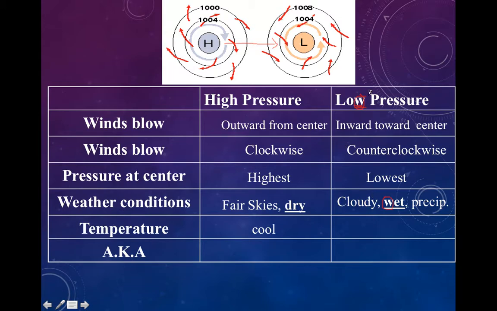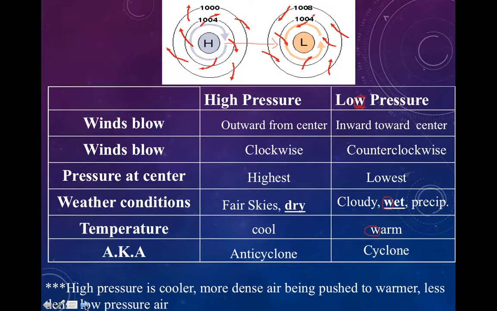And the reason why low pressure, the W tells you everything about the weather, not only are the weather conditions wet, it is also warmer air. Okay, so again, the W's give away everything about high and low pressure. And lastly, AKA, also known as, the high pressure is called an anticyclone. A low pressure is called a cyclone. Not that you're going to really need to know that.